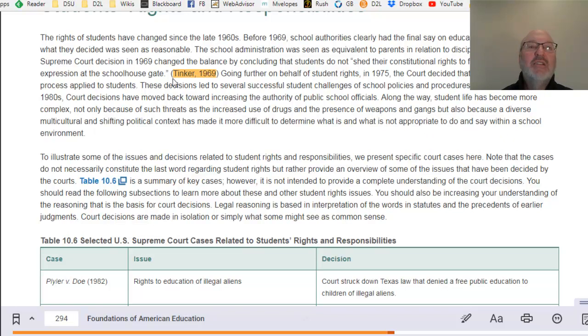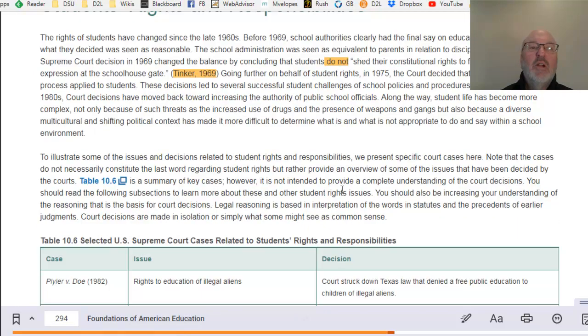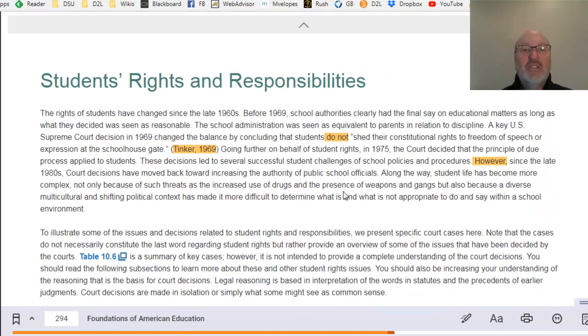So Tinker said, okay, let me see. The Supreme Court in 69 changed the balance by concluding that students do not shed their constitutional rights of freedom of speech and expression at the gate. What it was, teenage kids, two from one family, one from another. There was a big thing at the time, the Vietnam War in the 60s, and to rebel, kind of like kneeling for the national anthem, you wore this black armband.